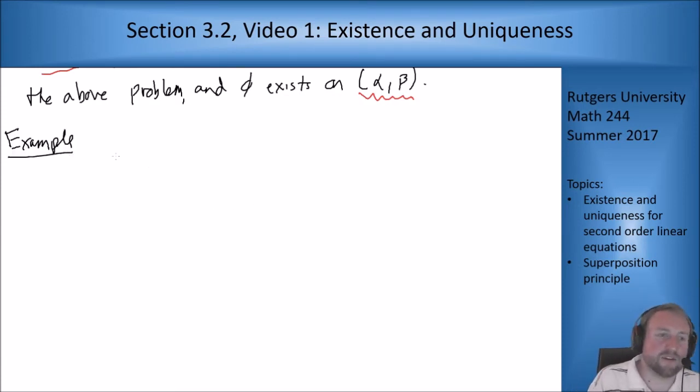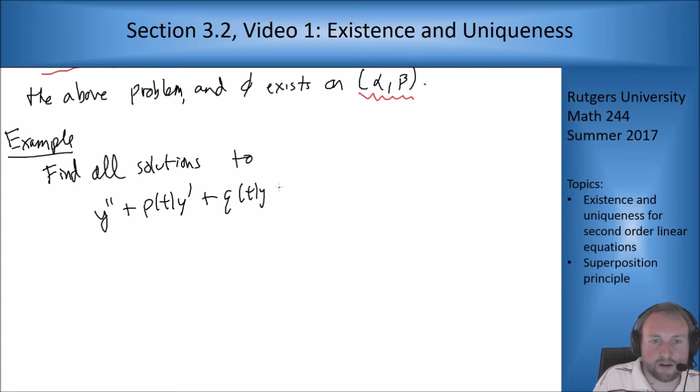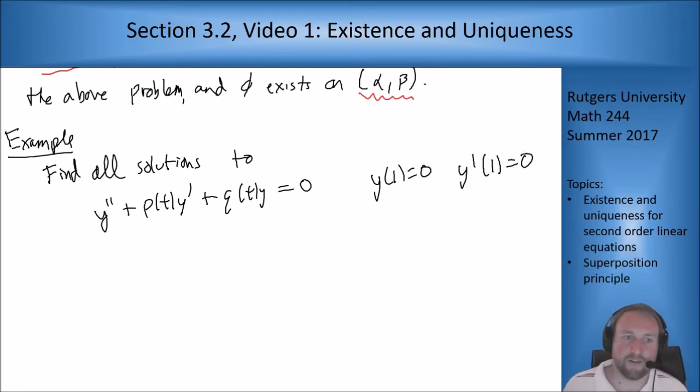So here's the quick example. I want to say: find all solutions to y'' + p(t) y' + q(t) y = 0, y(1) = 0, y'(1) = 0. Now, if you look at this for a couple seconds, you might be able to find one solution.